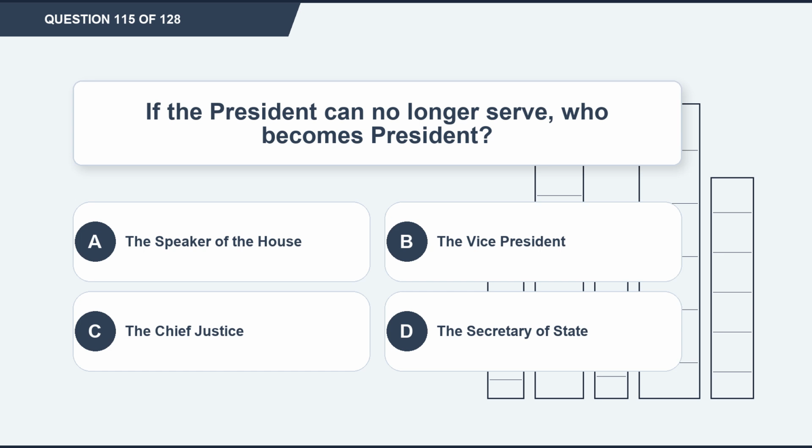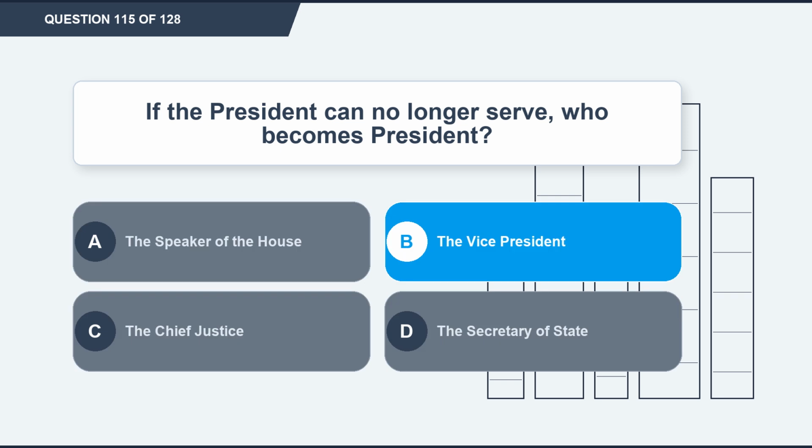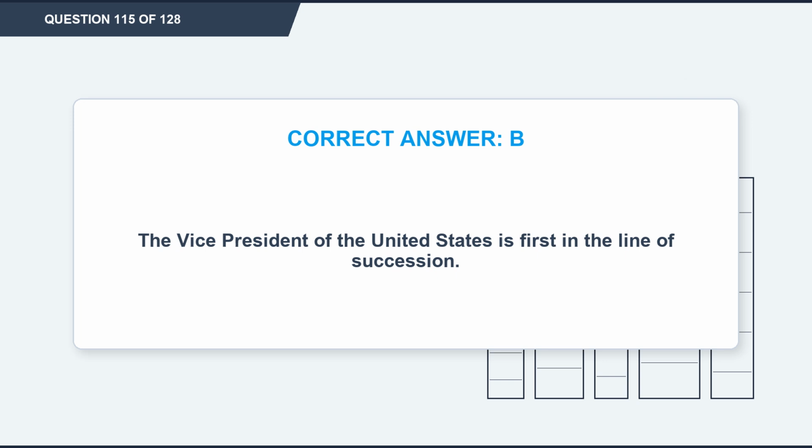Question 115. If the president can no longer serve, who becomes president? Option A, the Speaker of the House. Option B, the Vice President. Option C, the Chief Justice. Option D, the Secretary of State. The correct answer is option B, the Vice President. Explanation. The Vice President of the United States is first in the line of succession.